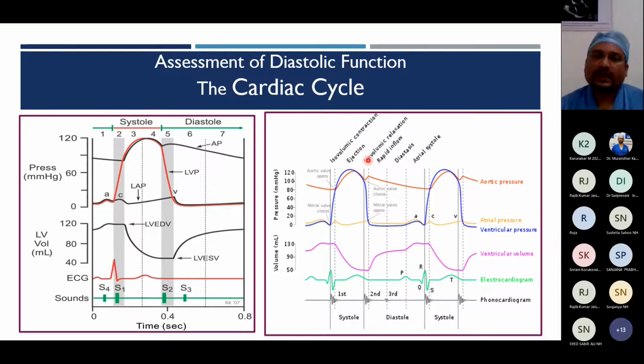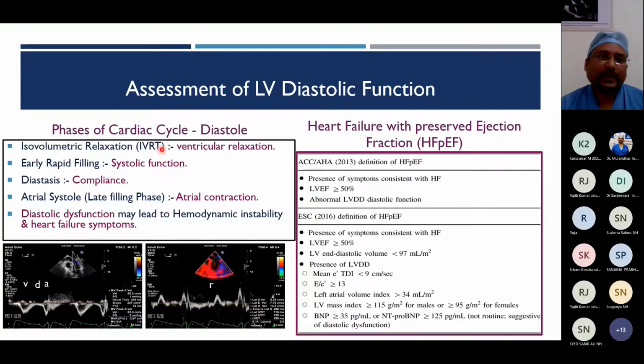The isometric relaxation starts when there is a closed mitral valve and closed aortic valve. The ventricle relaxes, keeping the volume constant. Because of that, there is a mitral opening and there is a rapid inflow, and then the flow continues till the pressure equalizes, and then the LV requires the active atrial contraction to overcome that pressure and get the blood completely in, and then the systole will occur after the isometric contraction. So isometric relaxation is basically ventricular relaxation. Early rapid filling is a suction function. Diastasis is a compliance of the LV. Atrial systole is atrial contraction, the late filling phase.